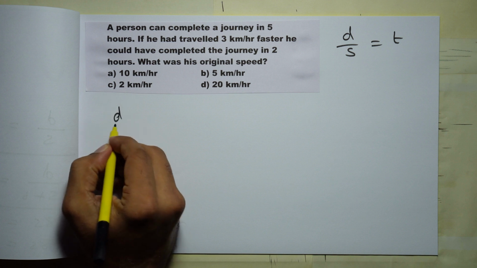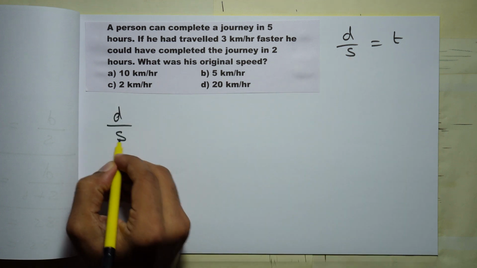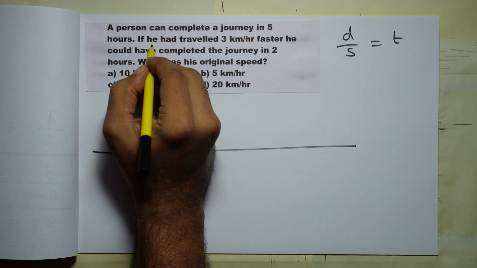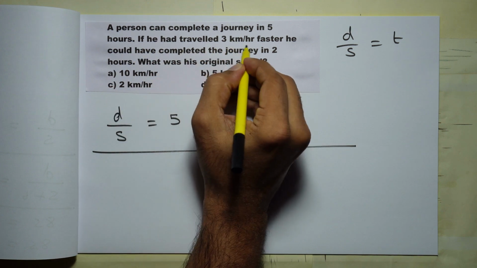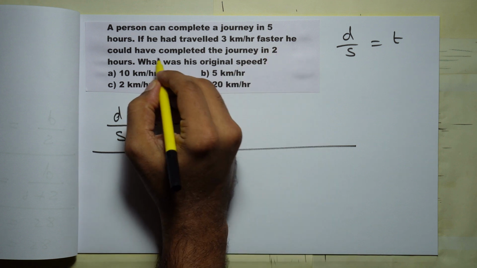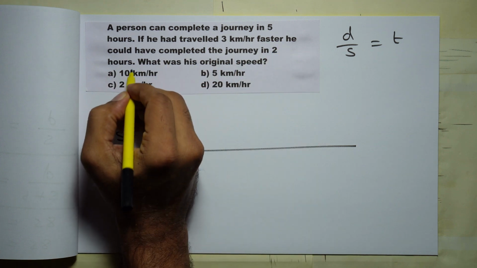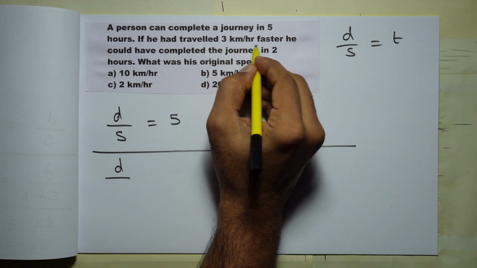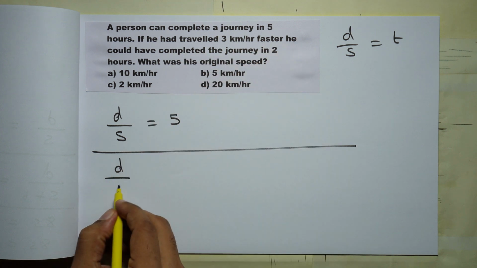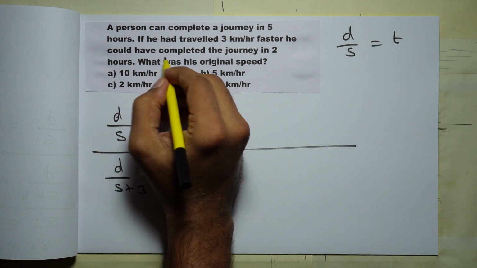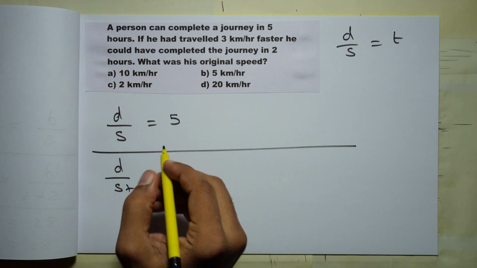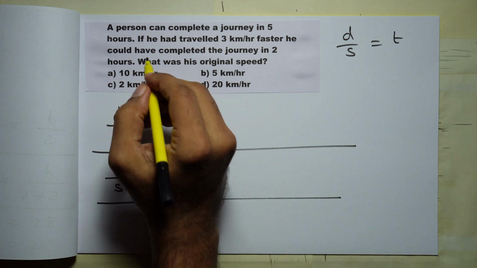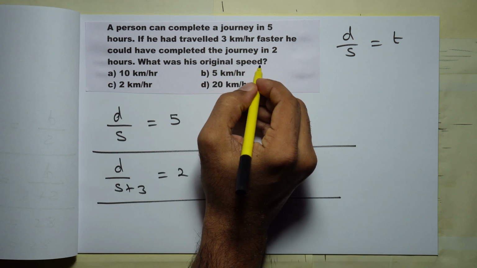Distance we'll take it as d and the speed I'll take it as s. And the time required is 5 hours. Next it is mentioned if he had travelled 3 kilometers faster, he could have completed the journey in 2 hours. So distance is same d and if he had travelled 3 km per hour faster, if his speed is s plus 3, then he could have completed the journey in 2 hours. Instead of 5 hours, it will now take only 2 hours. Now the question is what was his original speed?